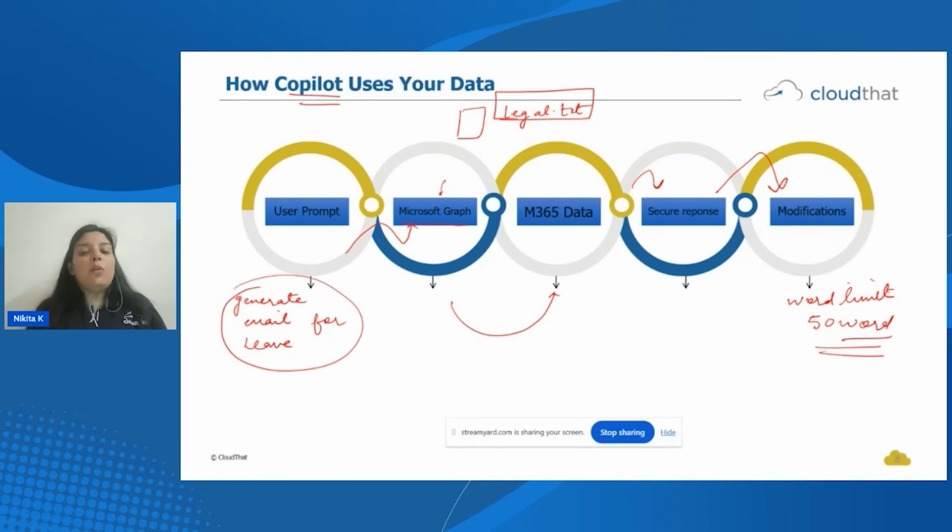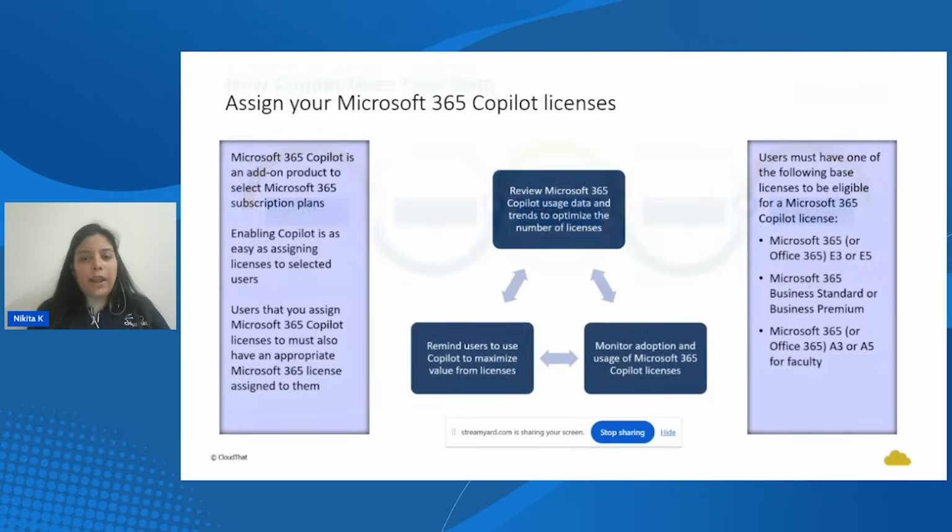Now, for using the Copilot, you should have the license. Whether it's your M365 license, or if you have an add-on license for Copilot, that also works. But a license will be required. Now, what license will be required? Either you can go with an M365 license, a business license, an A3 license, A5 license, E3, E5, and so on. Based on the license, you will get all the capabilities that Microsoft offers to you.